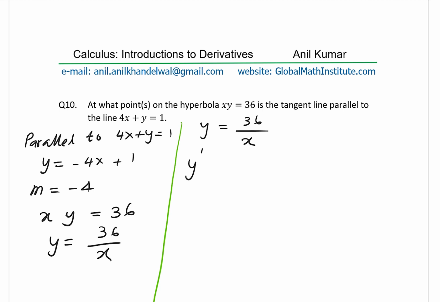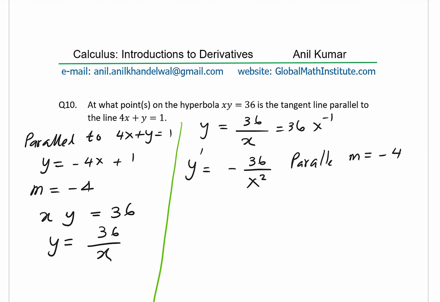So we have y dash, the derivative will be minus 1 square, right? So it becomes minus 36 over x square. Now, some of you may like to write this as 36 x to the power of minus 1 and then use the power rule. So you get minus 1 and this becomes minus 2. So it comes in the denominator. Do you see the connection? Correct? So you could write directly also. So that becomes the slope. And now we are saying it is parallel, right? So parallel means this slope should be equal to minus 4.